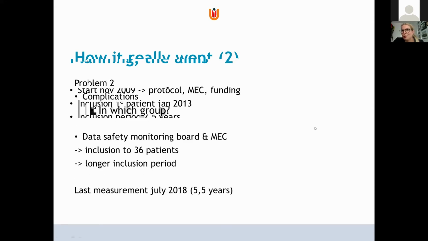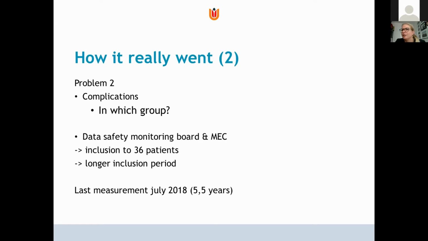We had some more problems, complications occurred, and we didn't know in which group, of course, they occurred. For that reason we decided to include more patients. We started with 30 and eventually included 36 patients and extended the inclusion period a couple of times until we finally did our last measurements in July 2018. So instead of 2.5 years, it took us 5.5 years to include enough patients in our trial.